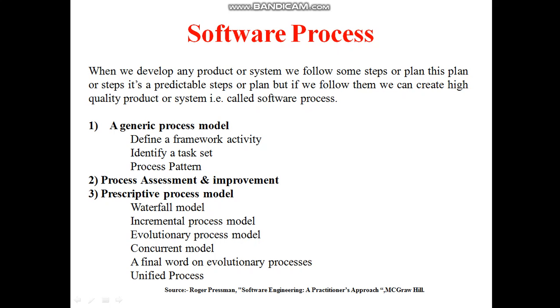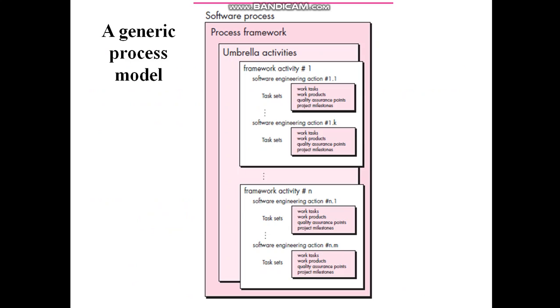So what is a software process? When we develop any product, any software, we follow some steps, and these steps are predefined. If we follow them, we can create a high quality product or system. So this is nothing but the software process. Very first, let's understand what is a generic process model. This is the figure which I'm taking from the Roger Pressman book.